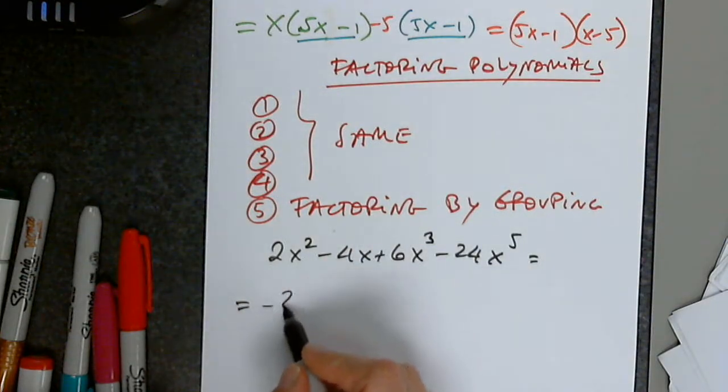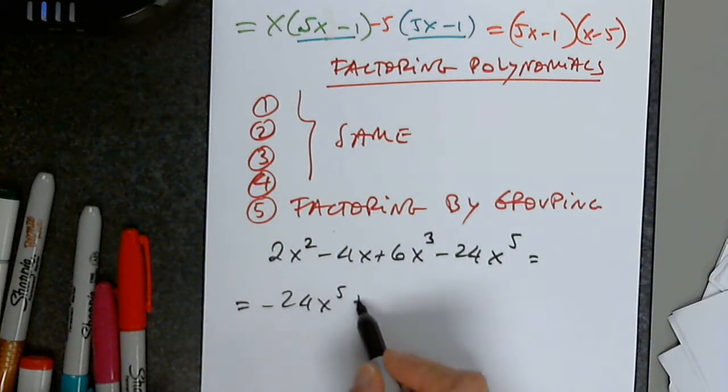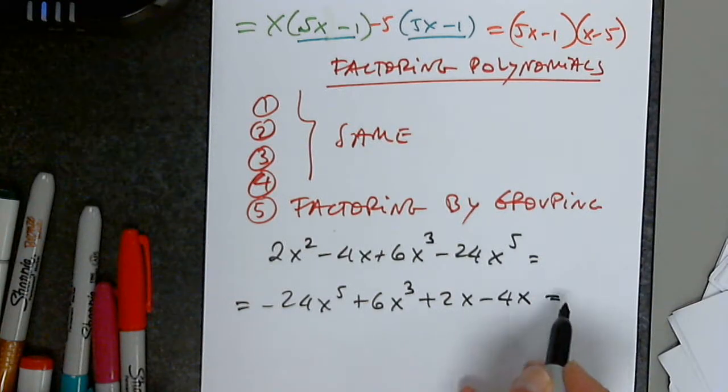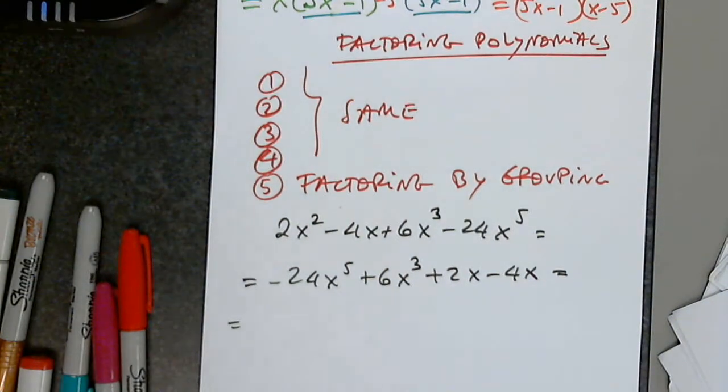So I have to start with negative 24x to the 5th plus 6x to the 3rd plus 2x squared minus 4x. Greatest common factor? Yes. Negative leading coefficient? Yes. So what will I pull out?